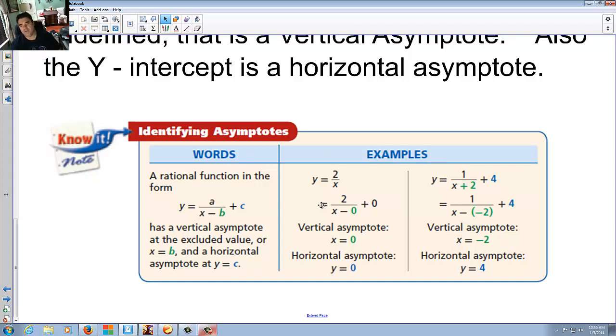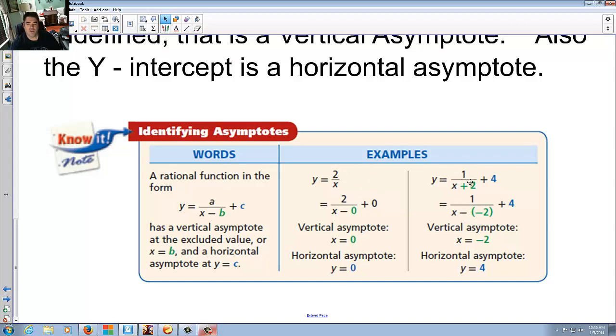Examples. Y equals 2 over x. Well, again, if I make x 0, that's going to screw it all up. So that's going to make a vertical asymptote of 0. Horizontal asymptote, basically what's the plus or minus after? Since there was nothing after, y equals 0.